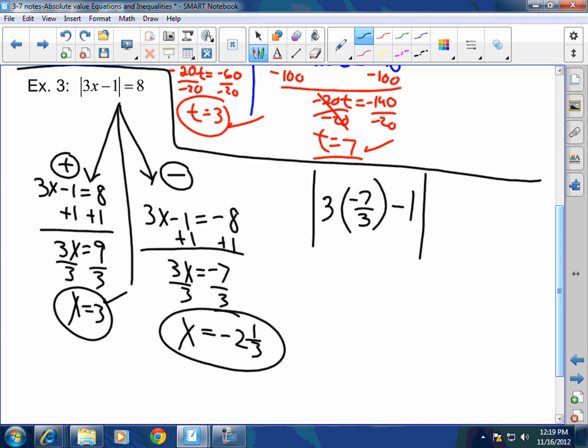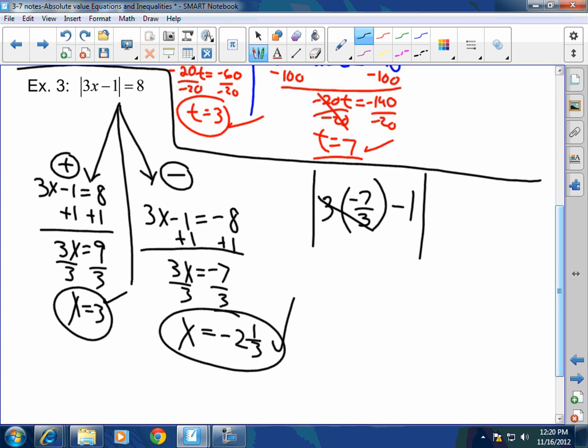Minus 1 inside of absolute value. What's 3 times -7/3? -21 over 3, but that's -7. What's -7 minus 1? -8. What's the absolute value of -8? It works. Does that make sense? Yes, sir.